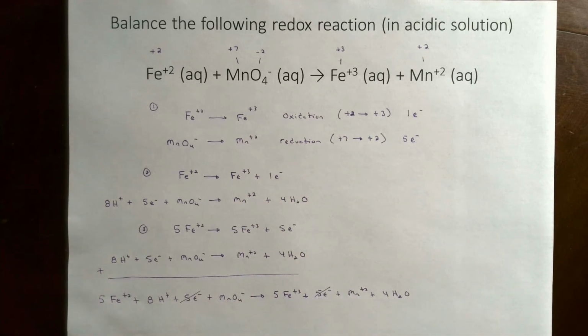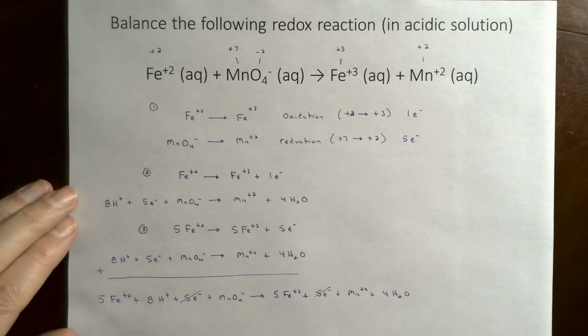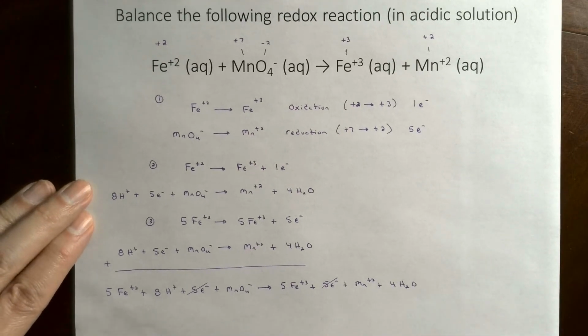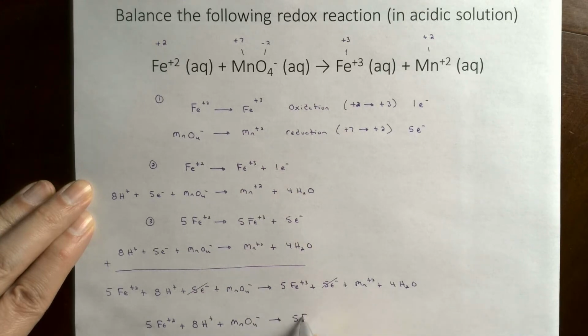That's why you've got to get the same number. We want those electrons to cross out. We don't want them part of that final reaction. We're sort of hiding the fact that the electrons are being transferred. And nothing else, so we can just write 5 Fe2+ plus 8 protons plus permanganate ion to produce 5 Fe3+ plus Mn2+ plus 4 water molecules, and done.